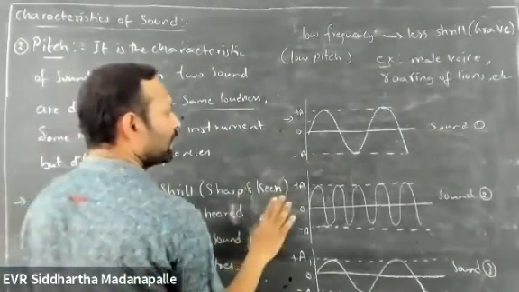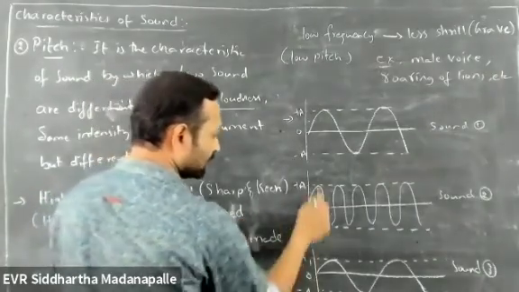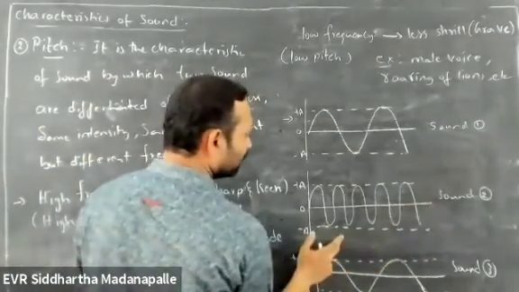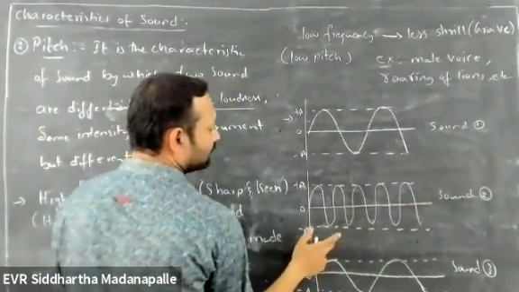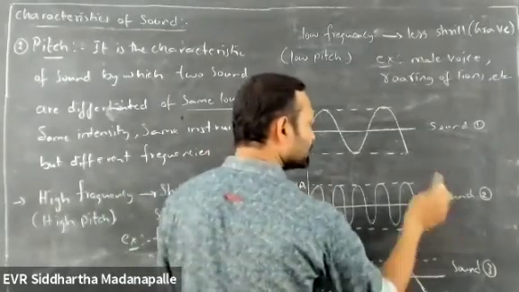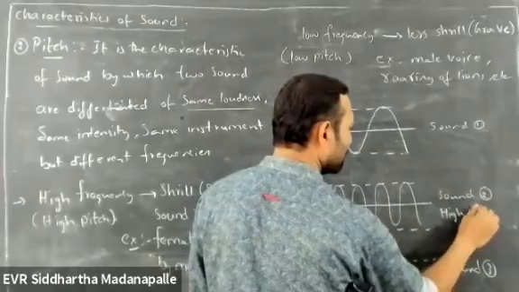Sound 1 and sound 2 are having the same loudness. Now which one is having the more frequency? Number of waves per second, frequency. So sound 2 లో frequency ఎక్కువగా ఉంది. Sound 2 లో frequency ఎక్కువగా ఉందంటే this wave, this sound represents a high pitch sound.